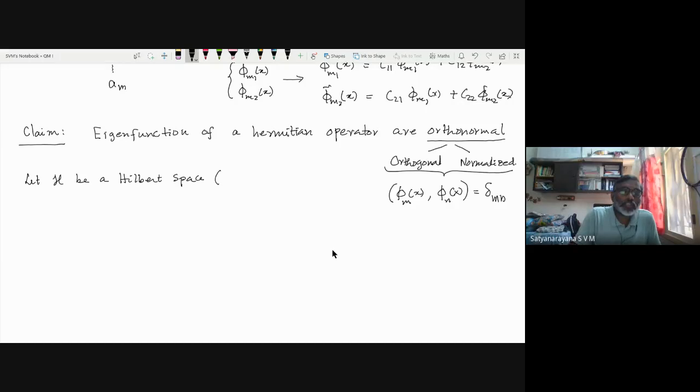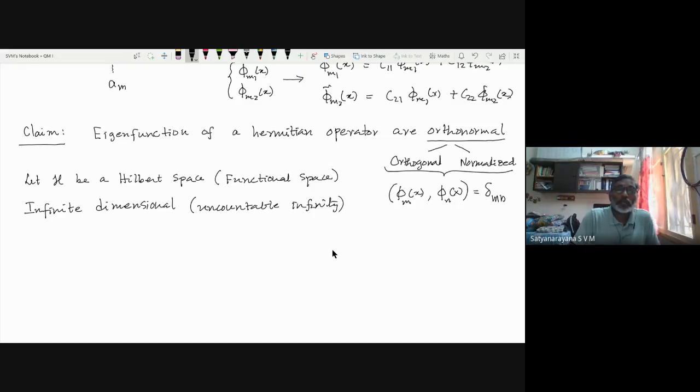So this is basically a functional space. Remember, this is a functional space of functions, which means it is infinite dimensional. Now, what kind of infinity is that? It is basically an uncountable infinity. Now, what can we say about the basis of such a space?